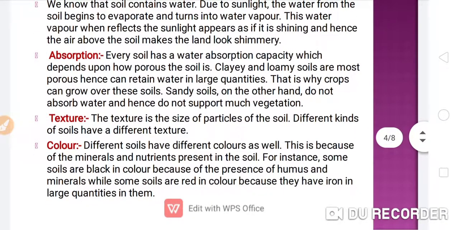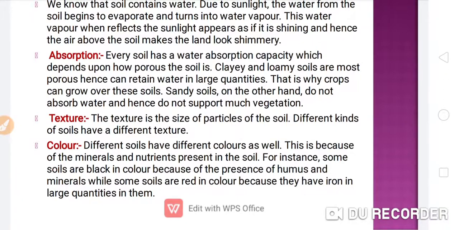Now next, absorption. Every soil has a water absorption capacity which depends upon how porous the soil is. Clay soil and loamy soils are the most porous soils, hence they can retain water in large quantities. That is why crops can grow on these soils. Sandy soils, on the other hand, do not absorb water and hence do not support much vegetation. So clay soil and loamy soil are the best soils for crop production.